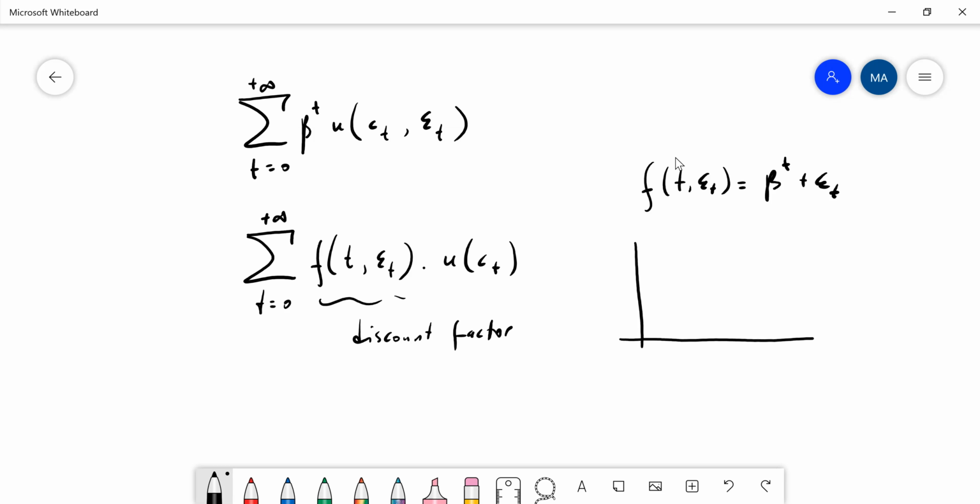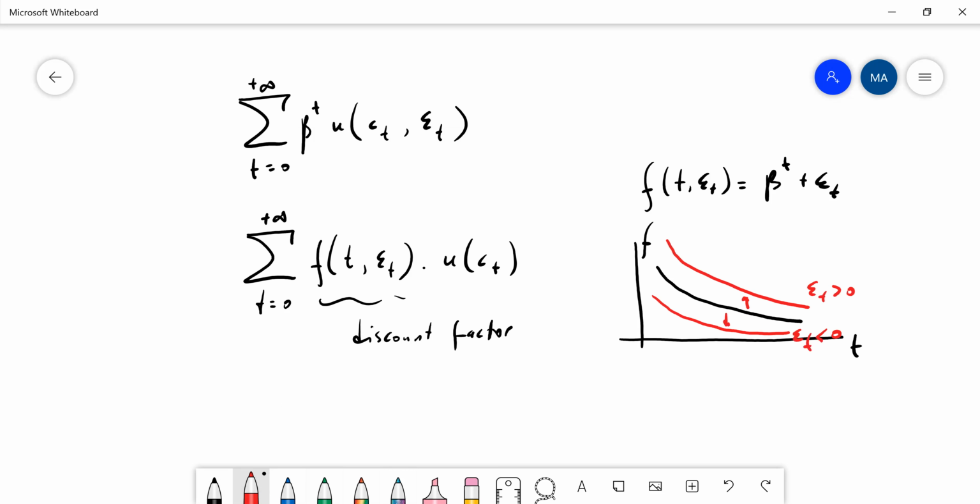Then you have something like this. If this is your discount factor, and this is time, you have this, but there is now the confidence band around your discount factor, right? If epsilon is positive, you are there. If epsilon is negative, you are there. So there is now your discount factor. If you look at it, it can change in time. Okay, then this becomes a preference shock.